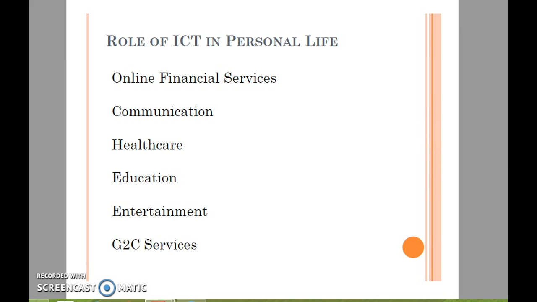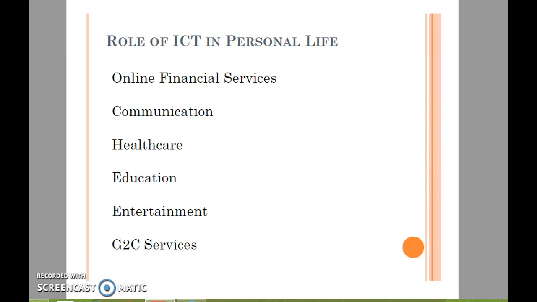Then next one is communication. As we have covered, communication is nothing but a two-way process. It helps us carry out the exchange of information from any place in the world. We can send and receive messages throughout the world. Then healthcare: online diagnostic services, creatively designed medical equipment, consultancy services, a personal doctor on call, or a personal online physical trainer, etc., are examples of ICT interventions in healthcare.